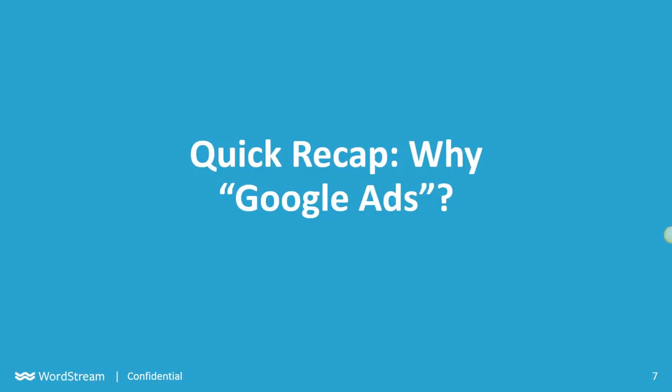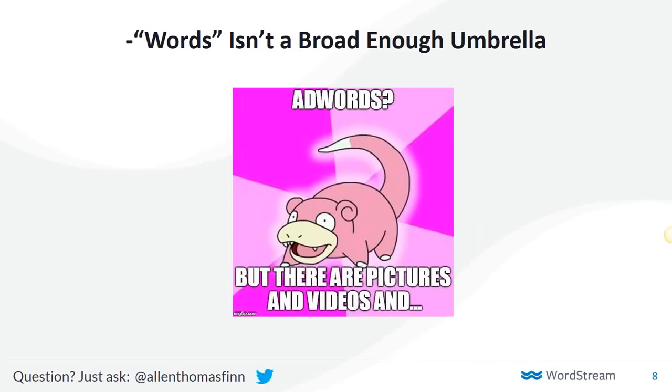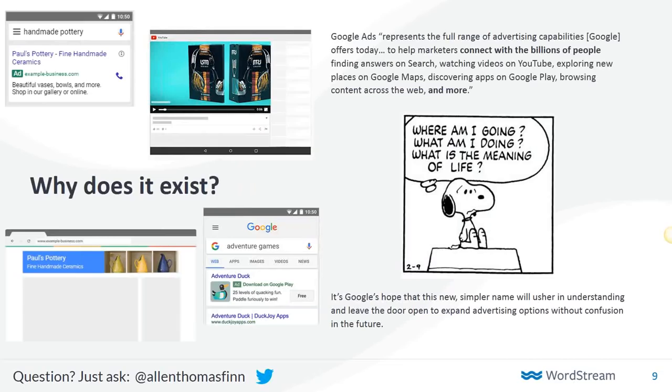So a quick recap. Why did Google AdWords become Google Ads? Per Google, it's because the suffix words just isn't a broad enough umbrella. AdWords does not just contain text ads. It's a place where you can advertise on YouTube and across millions of websites on the display network, and even push apps.